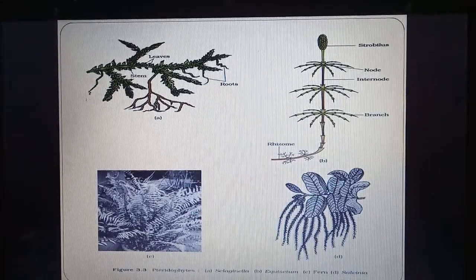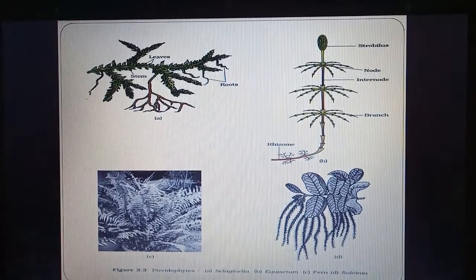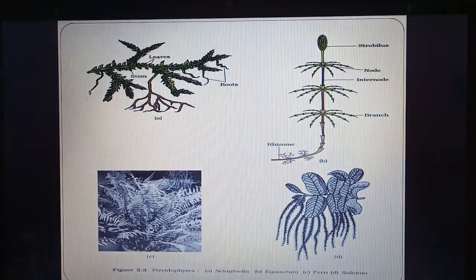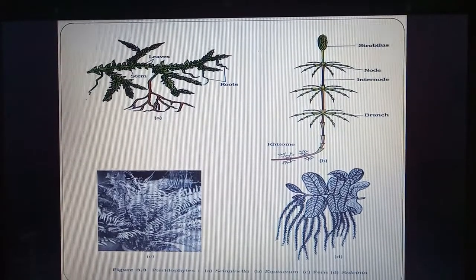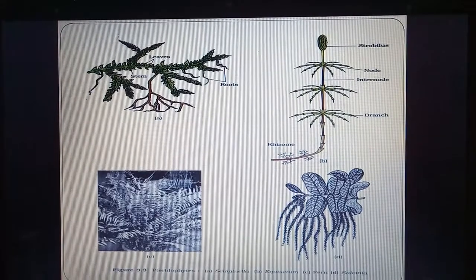Here we can see some diagrams of pteridophytes. The A diagram is of Selaginella. It has stem, leaves and roots. We can identify the parts. The B figure is Equisetum. It has strobilus or cone, node, internode, branch, rhizome and leaves can also be seen. The C figure is a fern with large leaves and the D is Salvinia. So we can see that leaves, stem and root can be identified.